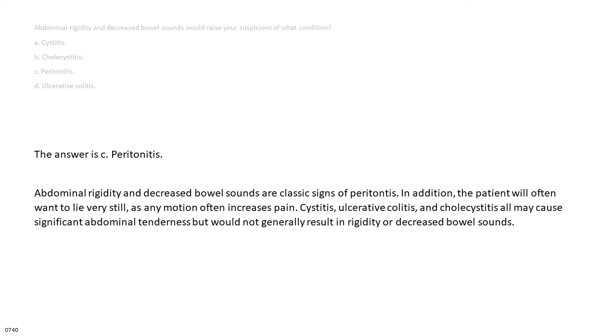Abdominal rigidity and decreased bowel sounds are classic signs of peritonitis. In addition, the patient will often want to lie very still, as any motion often increases pain. Cystitis, ulcerative colitis, and cholecystitis all may cause significant abdominal tenderness but would not generally result in rigidity or decreased bowel sounds.